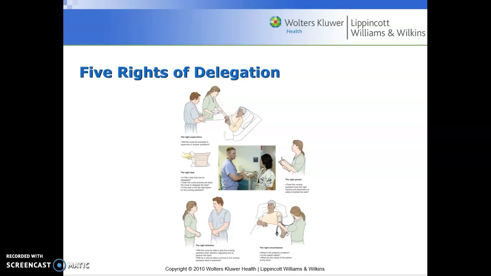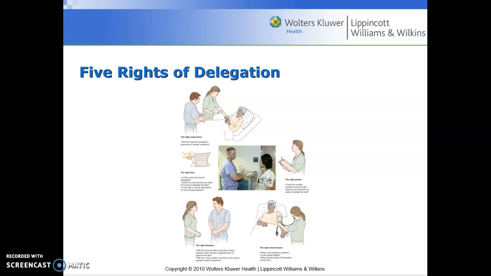Question 3 is the right direction. Can the nurse give clear direction, and can that task be delegated? Question 4 is the right task. Can the task be delegated? Does the nurse practice act allow that this task be delegated? And then question 5 is the right supervision.